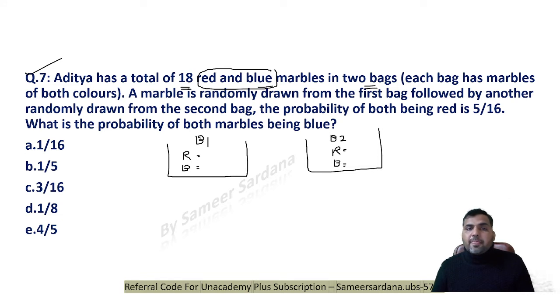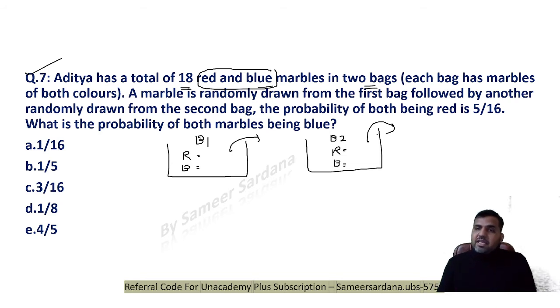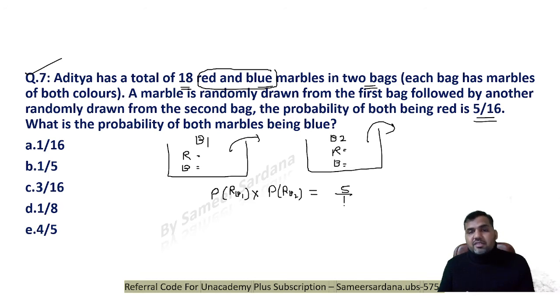Now a marble is randomly drawn from the first bag, followed by another randomly drawn from the second bag. The probability of both being red is 5 by 16. So I'm selecting the probability of a red ball from bag 1, multiplied by the probability of drawing a red ball from bag 2, which is given to me as 5 by 16. Nothing else is given, only the total number of balls.